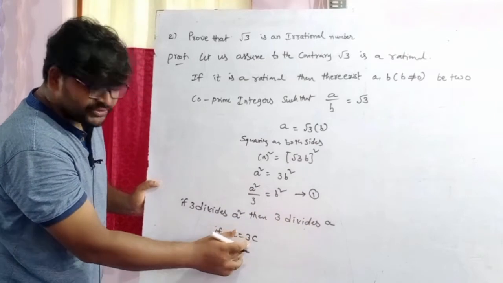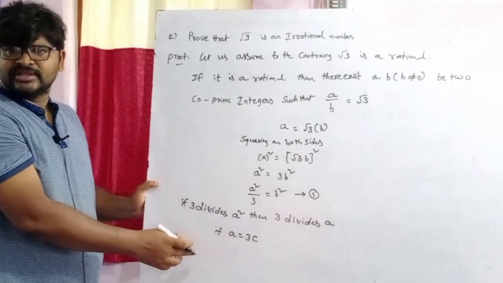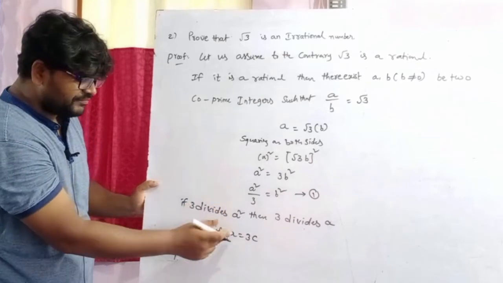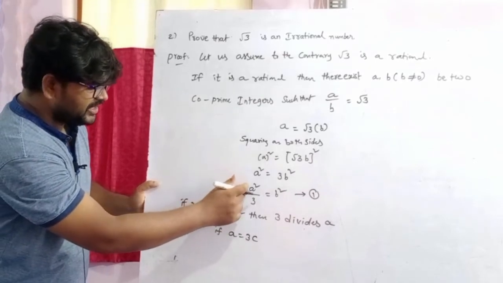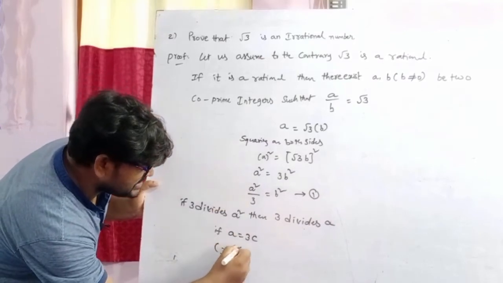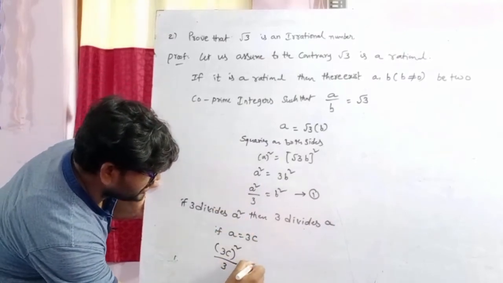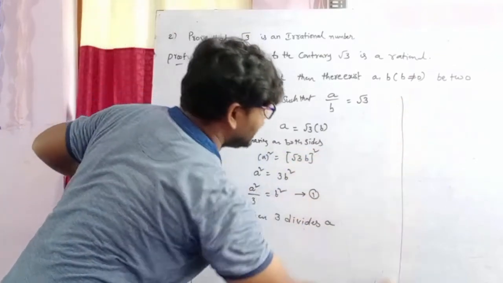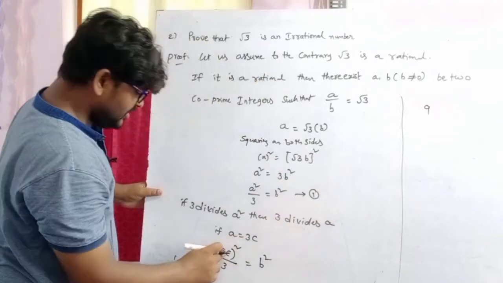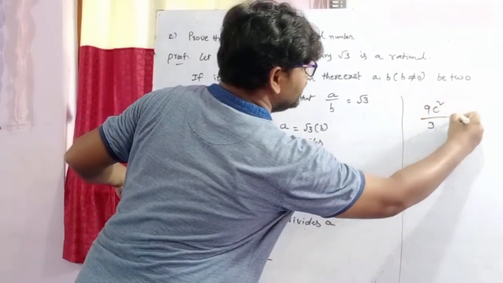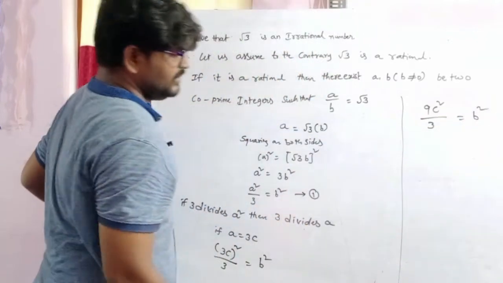If a equals 3c, substitute the value of a in equation 1. Substituting the value of a in equation 1. Here a square, the value of a equals 3c. So (3c) square by 3 equals b square. 3 square means 9, 3 3s are 9, into c square. So 9c square by 3 equals b square.